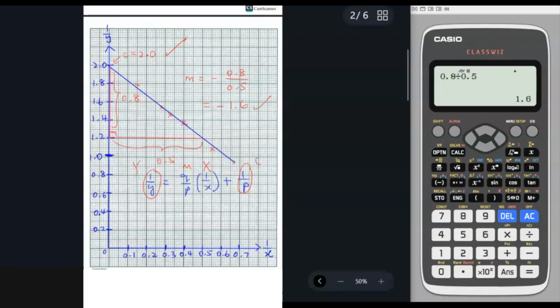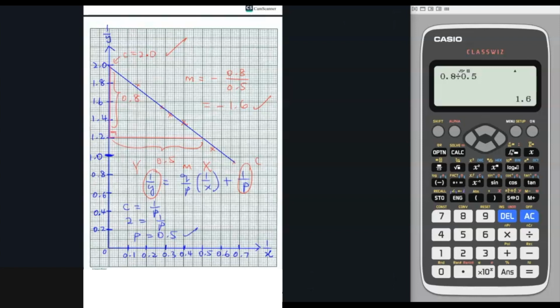So we can find P first, because the C is only 1 over P. So I'm going to write my working over here. I hope you can see it. So C equals 1 over P. C here is 2.0 that we have gotten, which is 2. So 2 is 1 over P. So P is 1 divided by 2, which is 0.5. So our P value is 0.5.